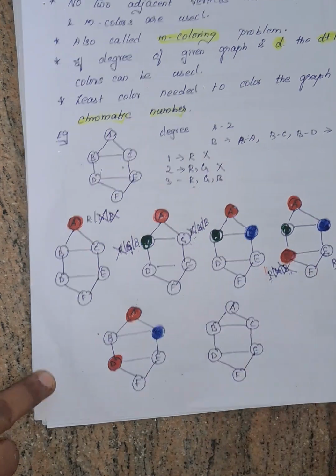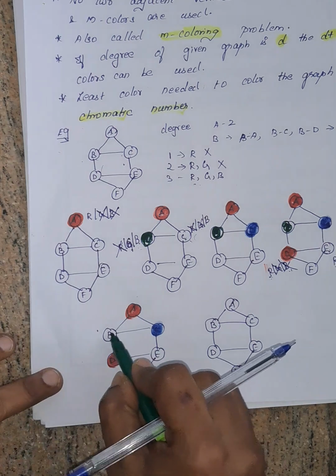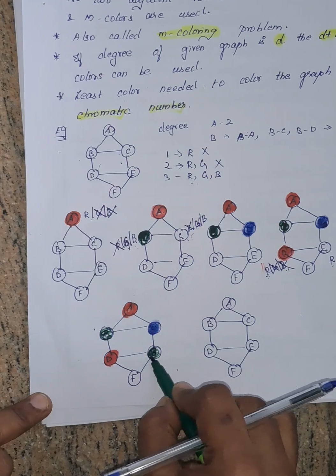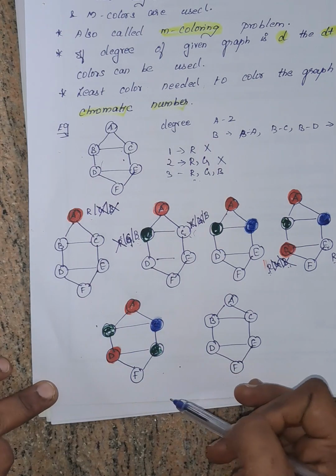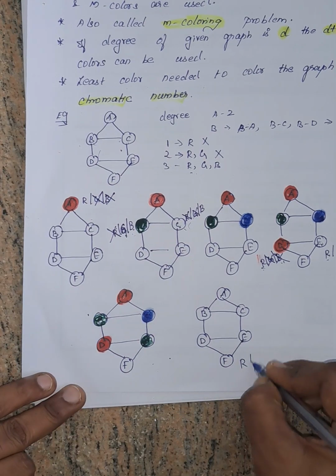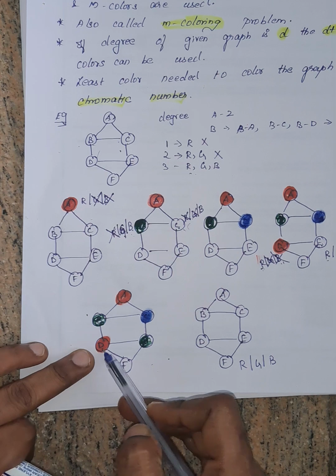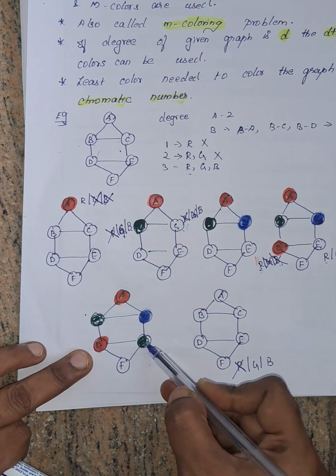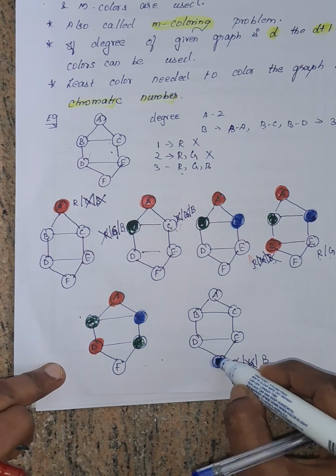So for A it is red color, then for B it is blue color, green color, it's for green, and for E also it is green. So as of now there is no adjacent vertex with the same color. Final thing is for F, we can give either green or blue. For D it's red color, so I cannot give red here. Then for E it is green, so I cannot give green. So the only option I have is blue.